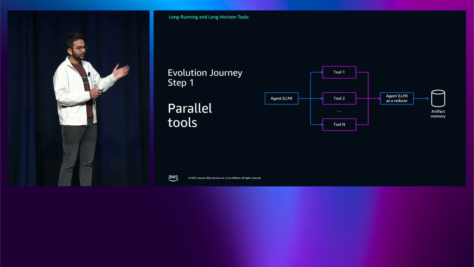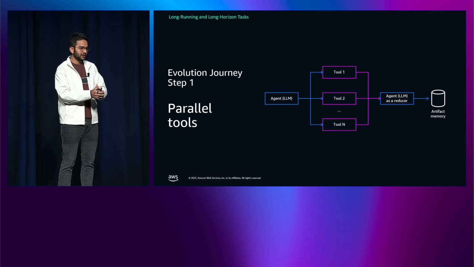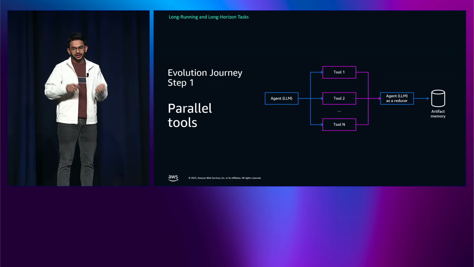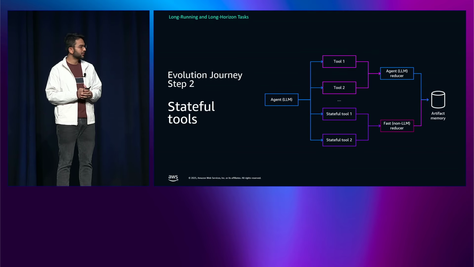So the agent invokes multiple tools in parallel, but you need to bring them together. You need to reduce them to a single output. And in the most basic implementation, you use another agent to do so. So the agent invokes 10 different requests, and then another agent looks at all of these 10 responses and combines them into a single output.